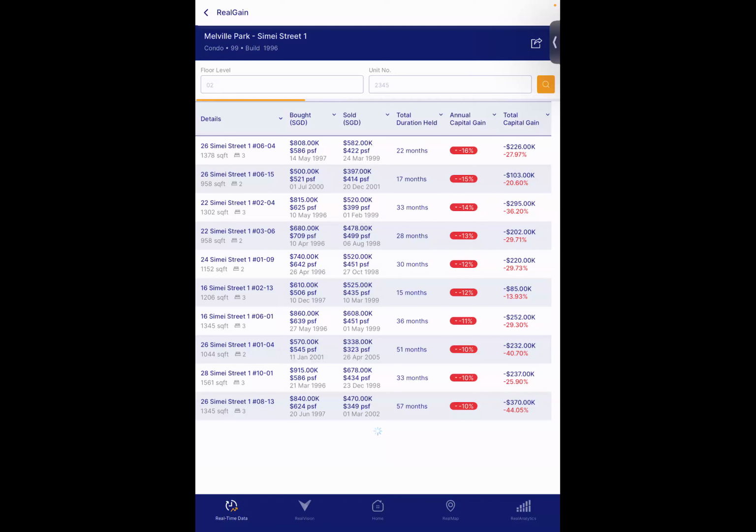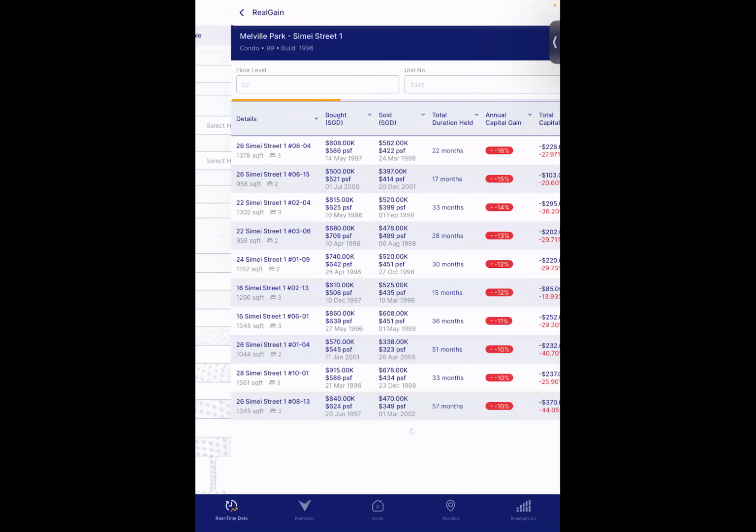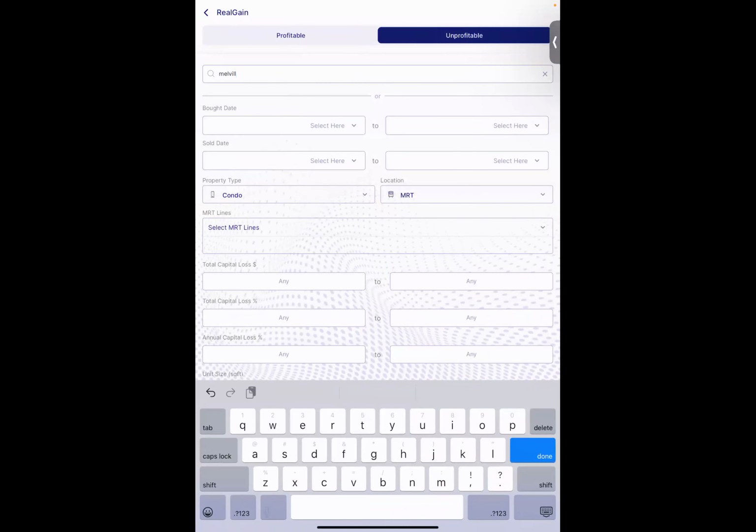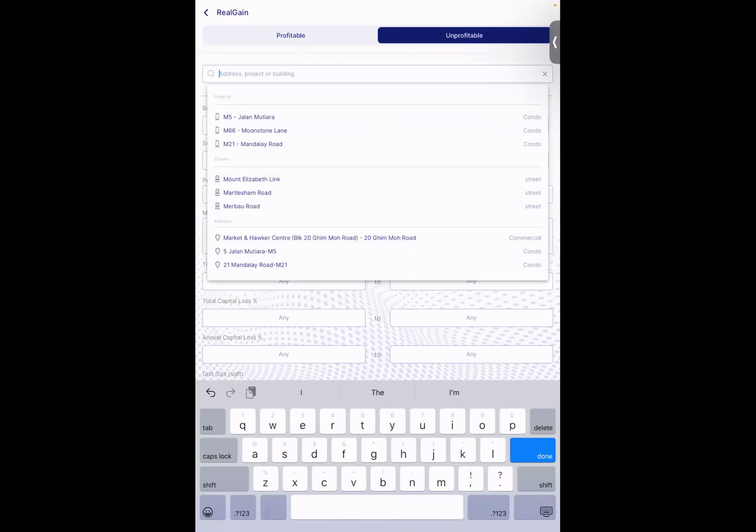Some projects are different. Some projects I see a lot of red, a lot of losses. Let me try to remember. I cannot remember which project, where a lot of people lost money. But you can use this method to tell your buyer or investor that for this project, as long as you hold on for a few years, based on trend lines and past transactions, it's quite safe. They actually earn quite a fair bit. So you can compare Melville Park versus another project in Simei, and see which one has the highest earners, to try and convince your buyer to go for this project or that project.